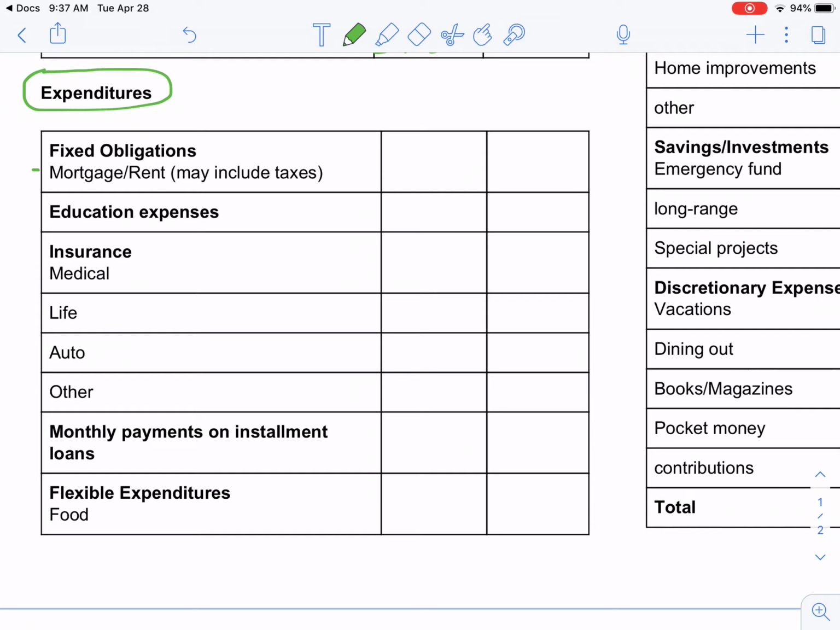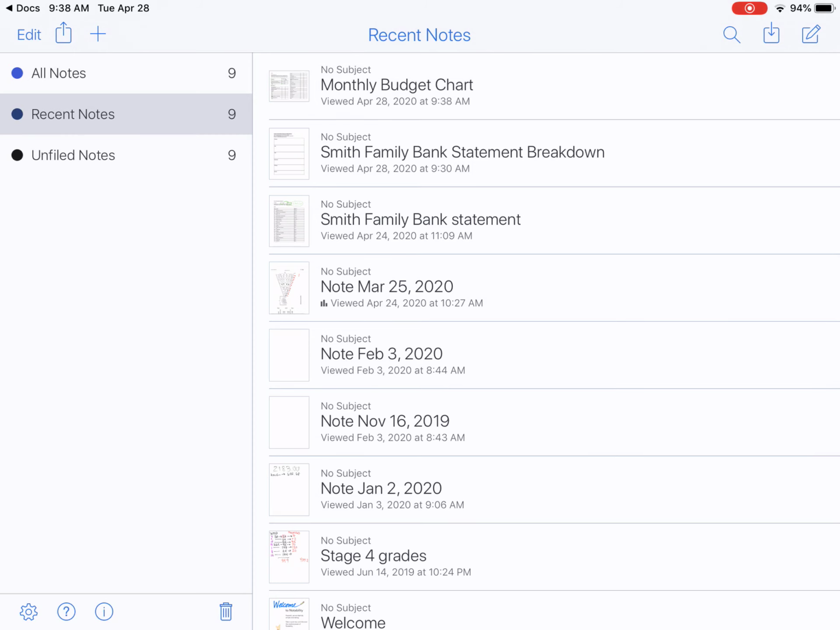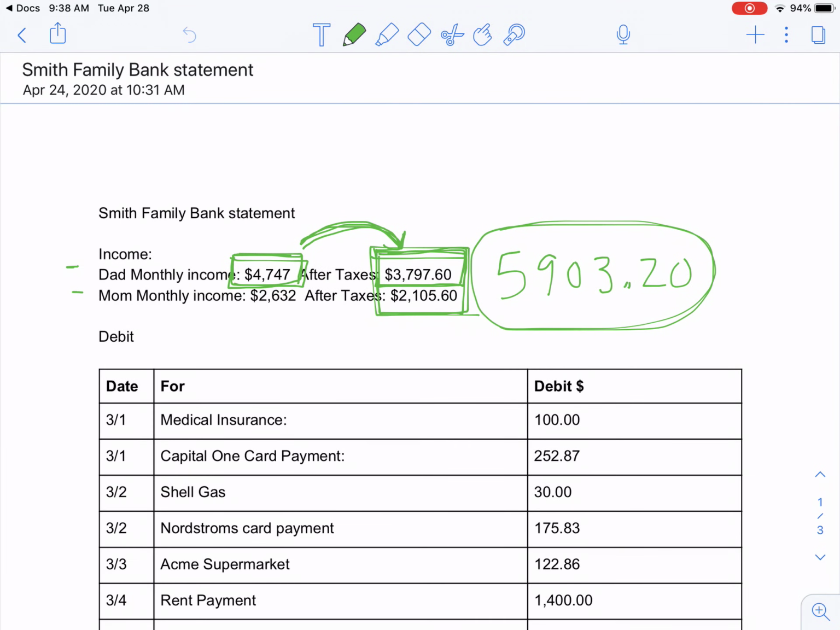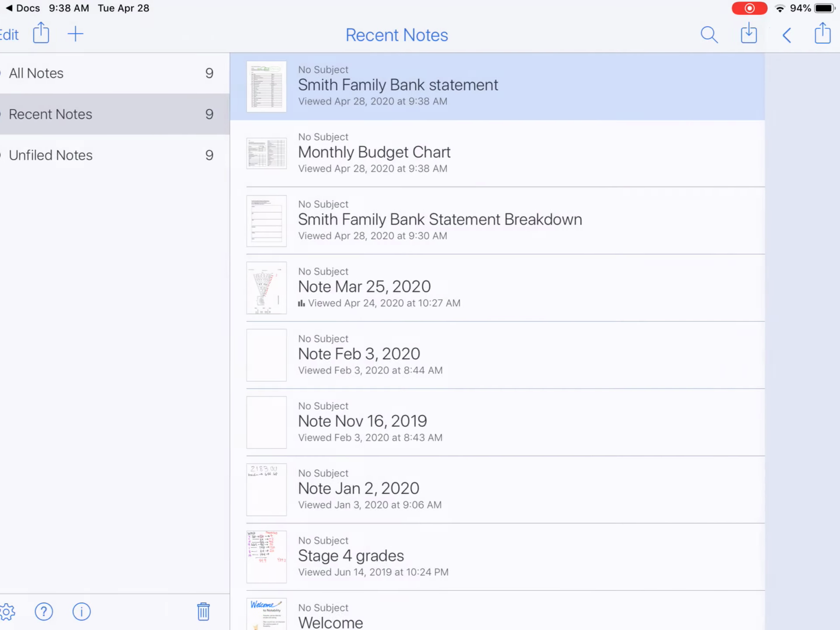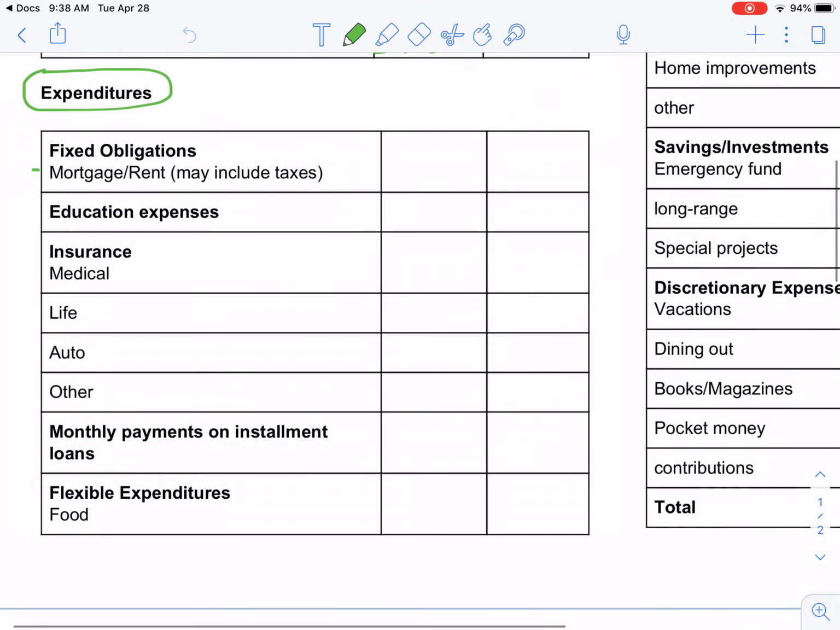So we're going to look back at our Smith family bank statement, and we're going to find where they paid their rent, which is right here. And their rent was $1,400. We're going to pop back to our monthly chart, and we're going to put $1,400. That is fixed. We cannot change it.